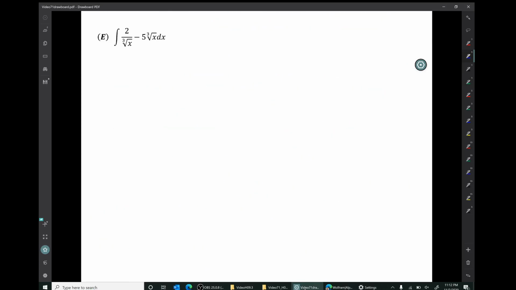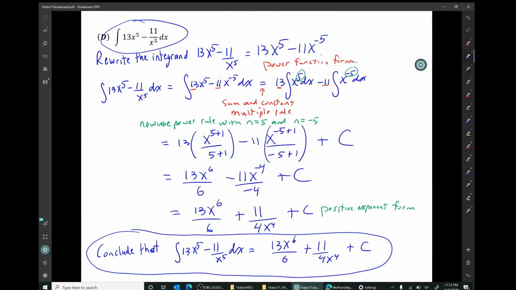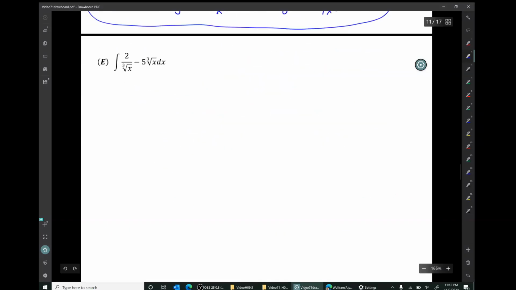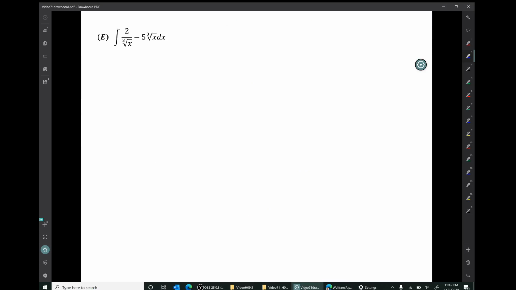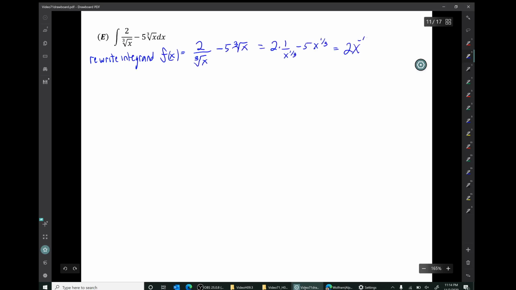Question E is the same format as question D. Two expressions side by side that involve fractions with x's in the numerator or denominator. But in question E, they're just a lot uglier. So we'll start by rewriting the integrand. Now we're ready to integrate.